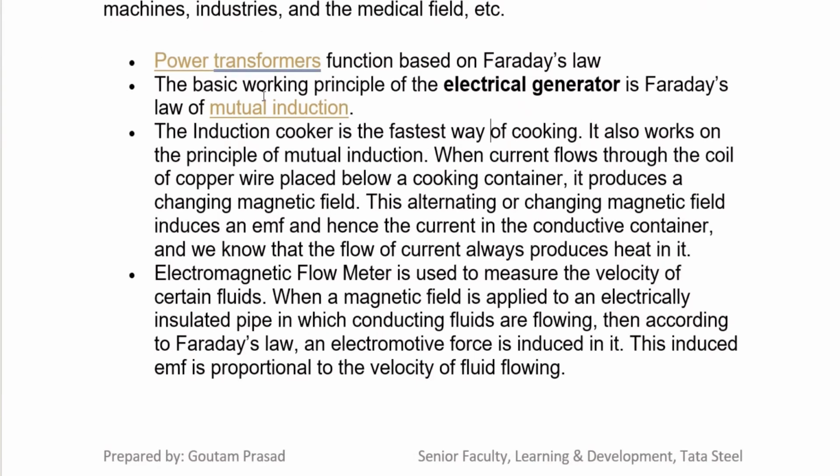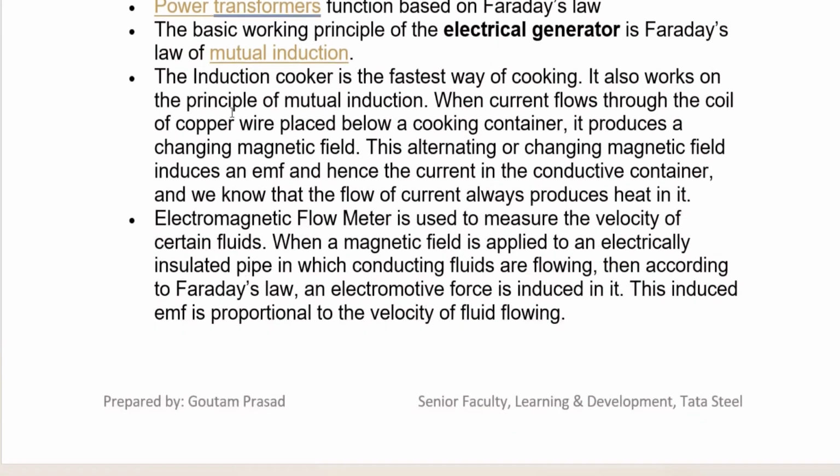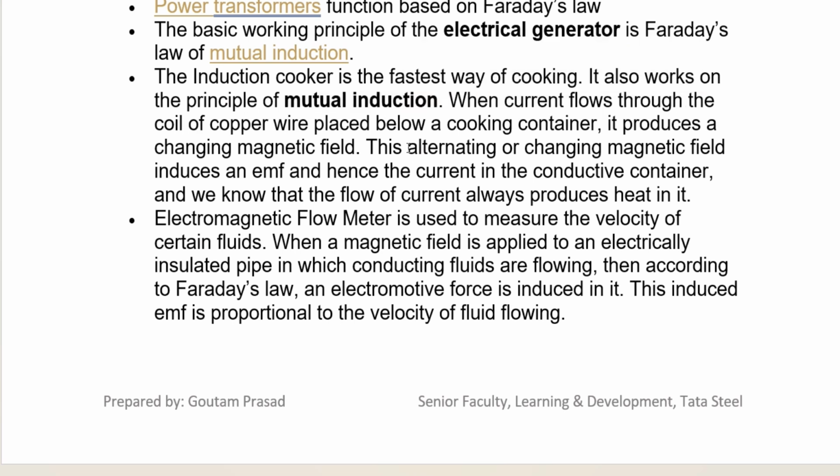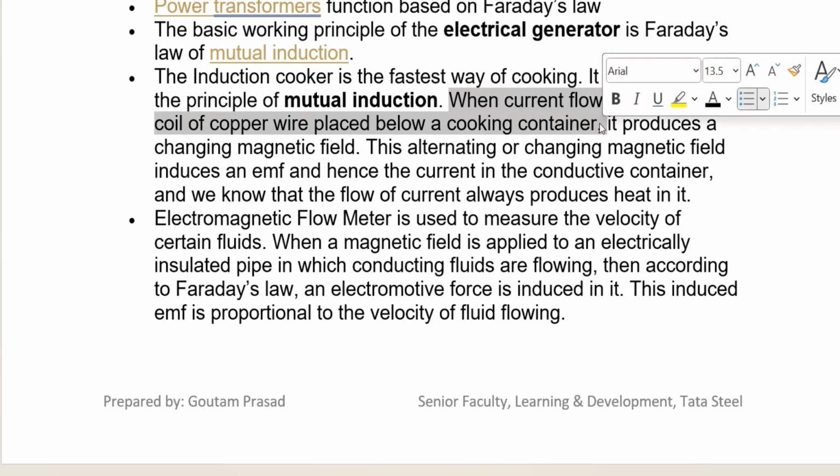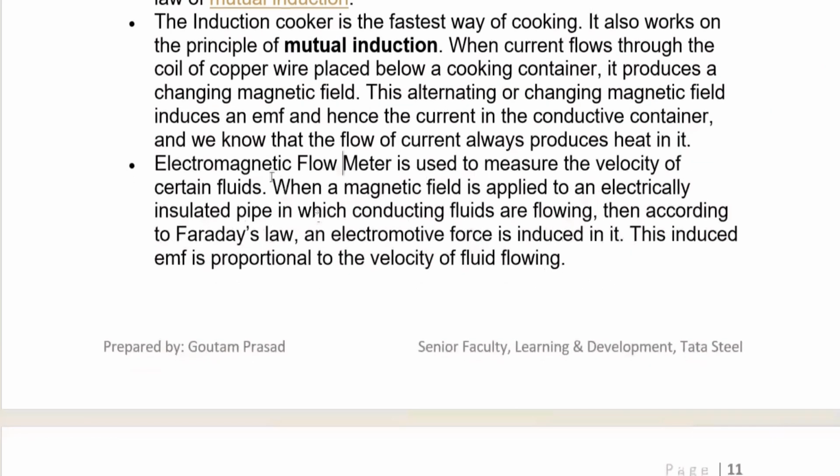Transformers use mutual induction. The induction cooker is the fastest way of cooking, and it also works on the principle of mutual induction, because eddy current is generated in the plates of the cooker, that acts as the secondary part of the transformer. Sometimes the primary happens inside the cooker.